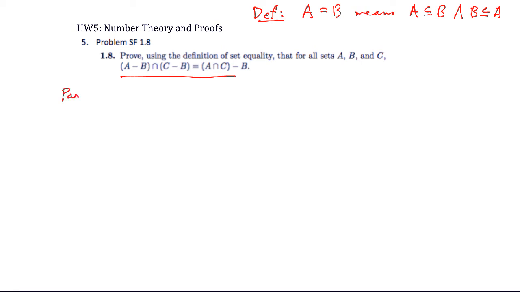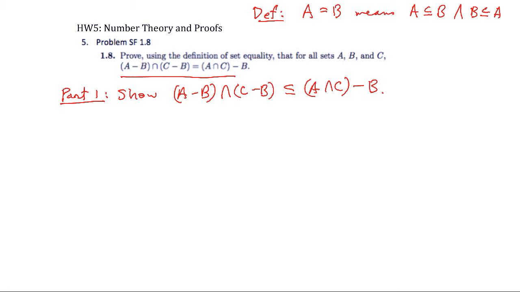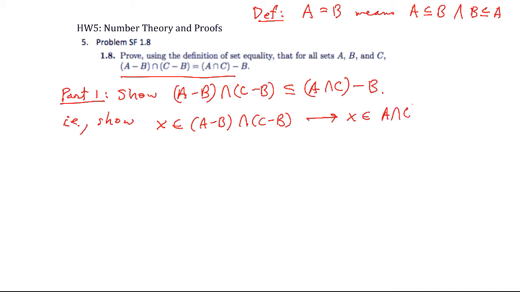Part 1 is to show that A minus B intersected with C minus B is a subset of A intersects C, minus B. To show that, I'm going to show that an X being in the left-hand side, A minus B intersect C minus B, implies that X is in the right-hand side, A intersects C minus B.